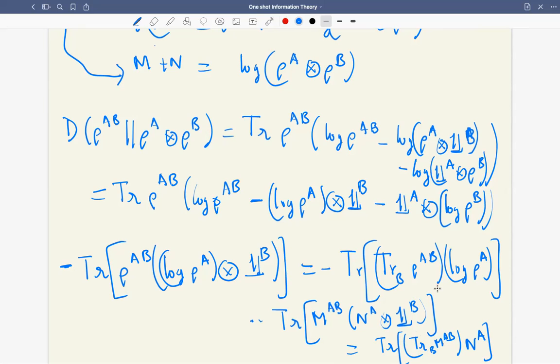So that's exactly what I've done. Now we are done, really speaking. So what is this? This is equal to minus trace rho A. By definition, this is rho A, and this is log rho A. So this is our good old entropy of rho A. So we're almost there.